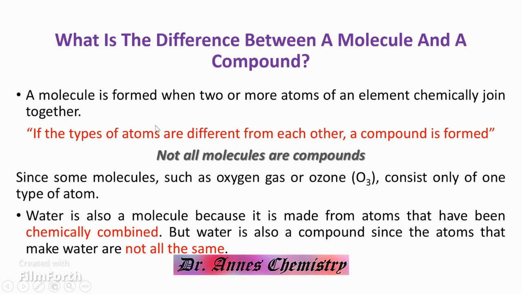We know that a molecule is formed when two or more atoms of an element chemically join together, and the elements can be of the same type or of different types. When the atoms that are joining together are all of the same type, it's specifically called a molecule. When different types of atoms combine together, that is also called a molecule. So same type of atom or different type of atom, both are known as molecules.